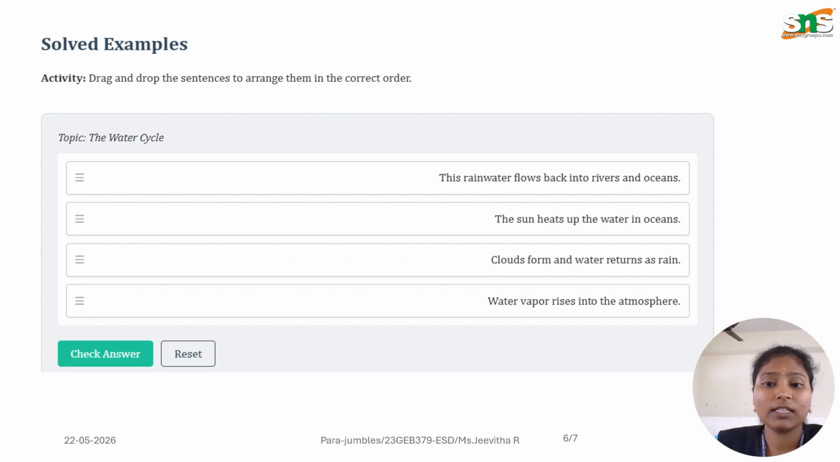Clouds form and water returns as rain. And look at sentence 1. It starts with this rainwater, which directly links back to the word rain in sentence 3. It concludes the cycle by returning water to the ocean. So our final flawless logical order is 2, 4, 3, 1. See how easy it is when you map the physical process. Let's look at a few extra tips for success.